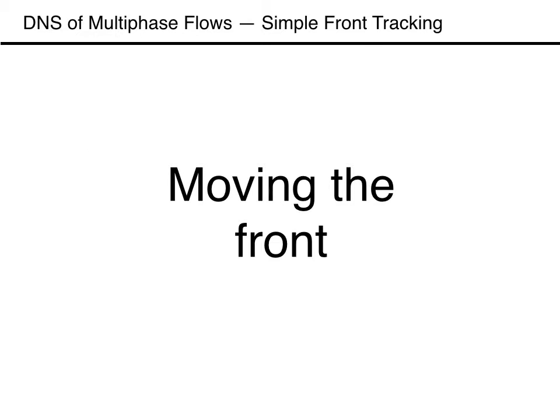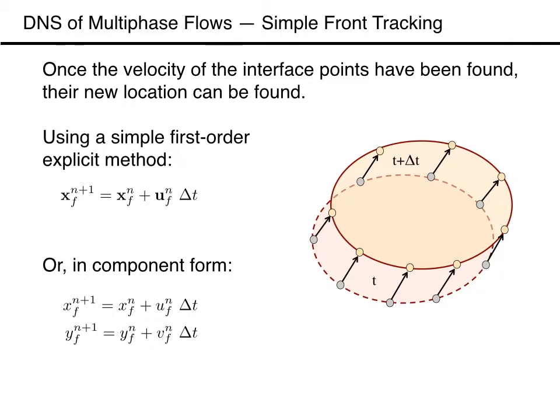Once we have interpolated the velocity of the front points from the fixed grid, we are ready to move them. Here, we move the front points in the simplest way possible and use an explicit first order or Euler method, where the new location of a front point is its old location plus its velocity times the time step delta t.